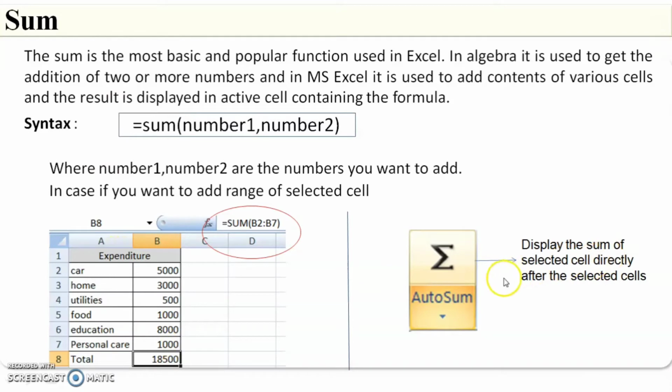And in Excel we have AutoSum. This displays the sum of selected cells directly after the selected cells. Instead of writing this formula, you can directly click on AutoSum and it displays the result after the selected cells. This is about the SUM.